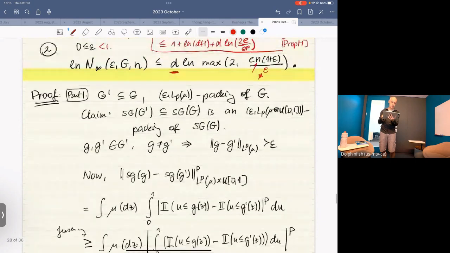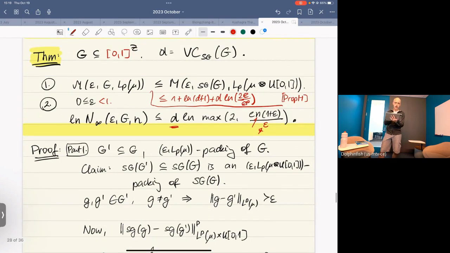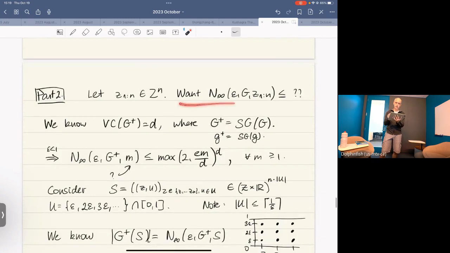So we can try to do that. So we want to show that the empirical L infinity covering of G is upper bounded by some bound. And the major assumption that we were making is that the VC subgraph dimension of this class is bounded. It's like a fixed number D. Okay. So we want to get this empirical covering bound for some sequence Z1 to Zn. Okay, and we know this.